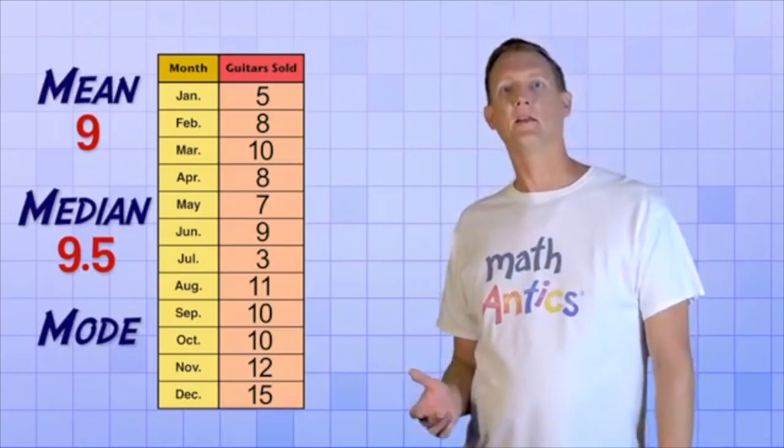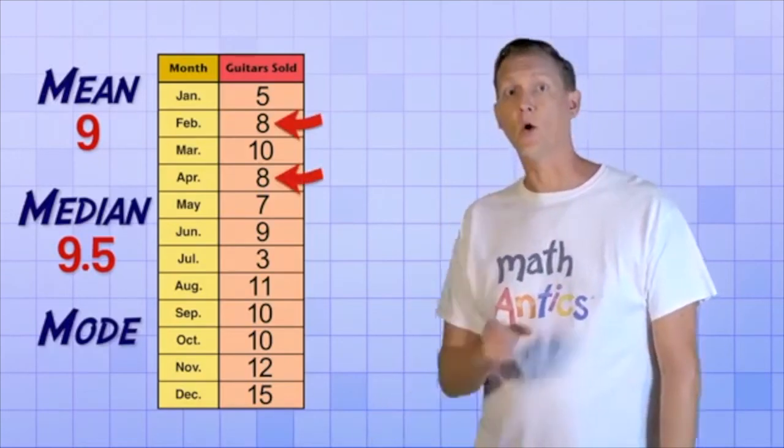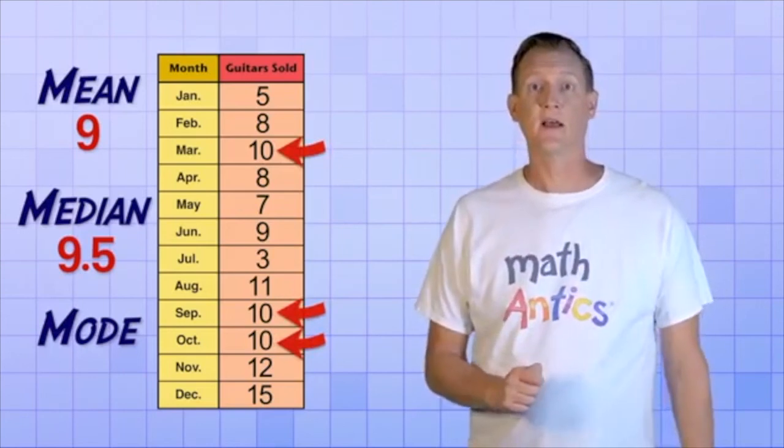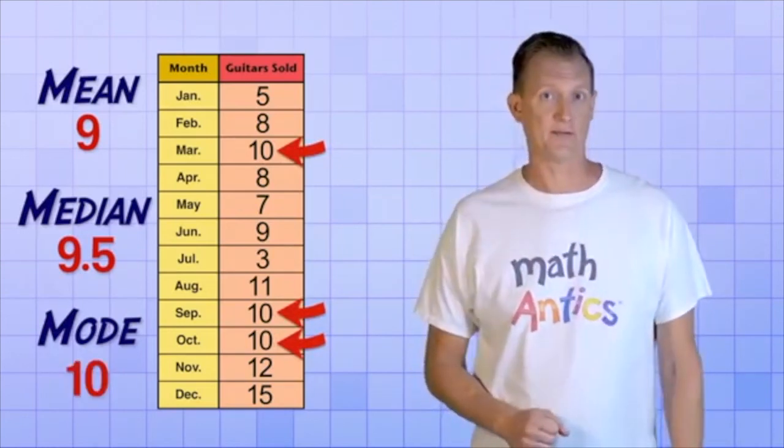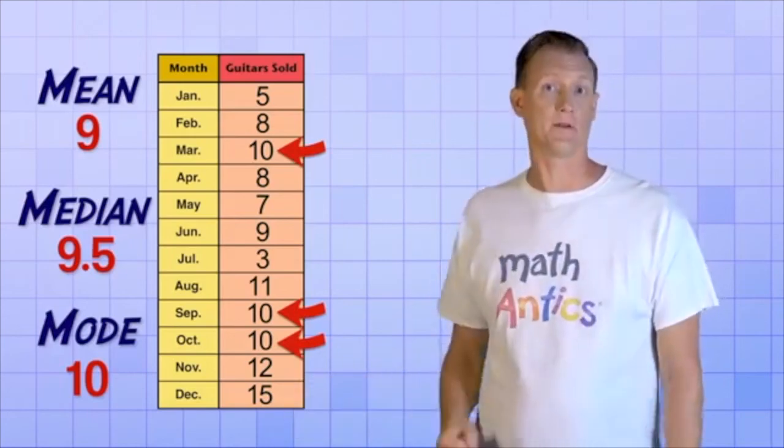Well, let's see. There's 2 eights in the data set. Oh, but there's 3 tens. That looks like the most frequent number. So 10 is the mode of this data set. It's the result that occurred most often.